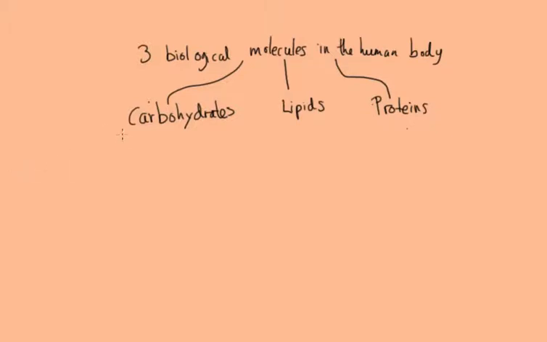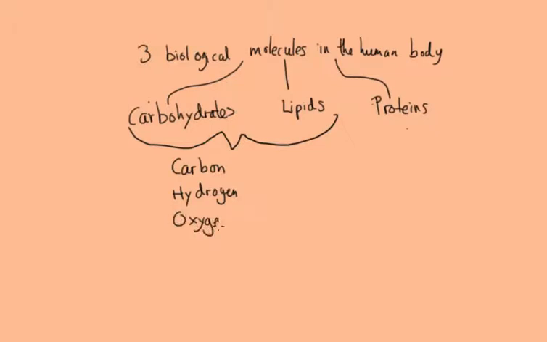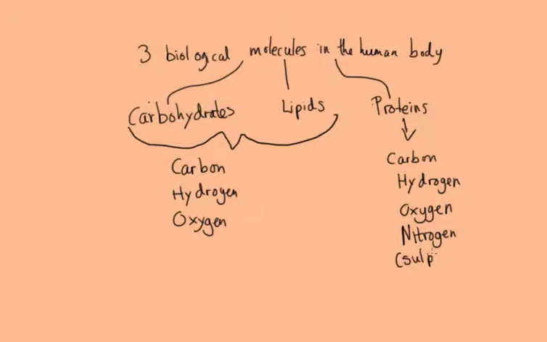Now, carbohydrates and lipids are made up entirely of the elements carbon, hydrogen and oxygen. Whereas proteins, they are also made of carbon, hydrogen and oxygen, but they also contain nitrogen and some sulfur in small amounts, but not always. So let's look at these individually because their structures are very different and the structures determine their properties and how they're used.